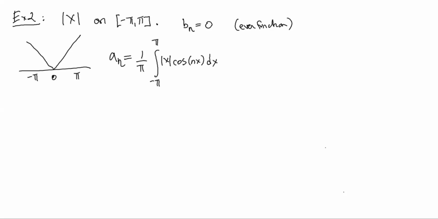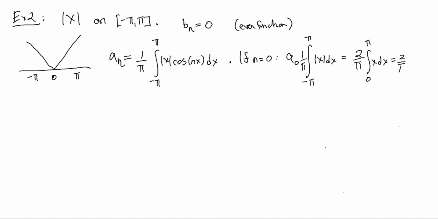So the integral is going to look a little different when n is 0 and when it's not. So there are going to be 2 cases. If n equals 0, a0 is just 1 over pi times the integral of absolute value of x dx from minus pi to pi. And okay, we all know how to do that. That's 2 over pi times the integral of x dx from 0 to pi, which is 2 over pi times pi squared over 2, which is just pi. So that was easy.